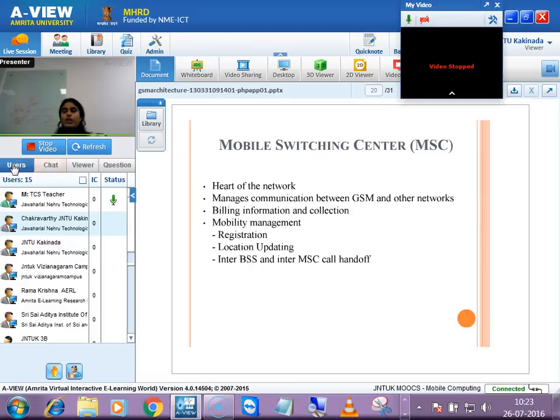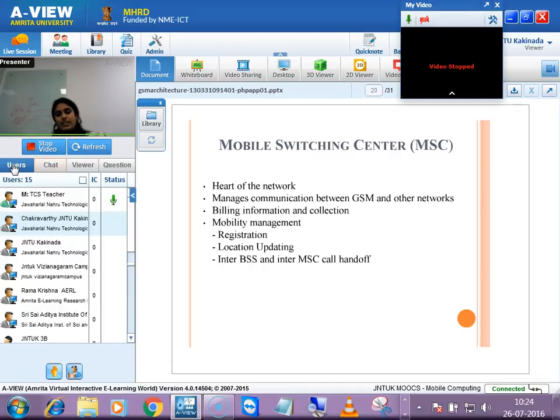Suppose you are changing to some other location, that is roaming, right? That location update will be taken care of by the MSC. If you change your location, suppose he is in this radius and he moved to another area, his HLR is his home location, but he moved to some other visitor location, and these things will be updated by the MSC. And inter BSC and inter MSC call handoff.